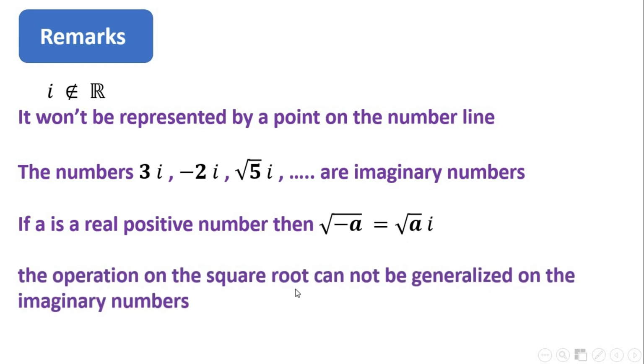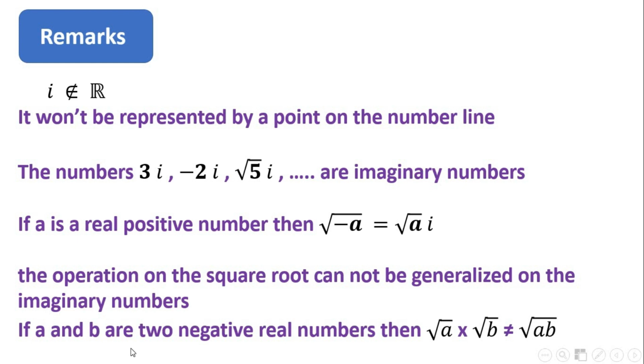The operation on the square root cannot be generalized on the imaginary numbers. If a and b are two negative real numbers, then root a times root b cannot be equal to root ab.